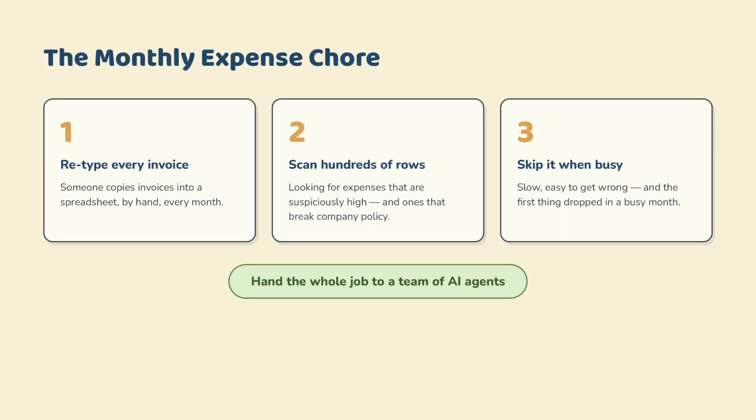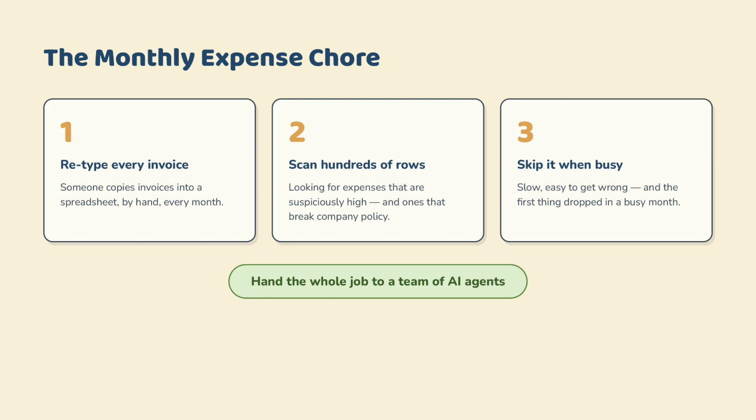Every small business has the same monthly chore. Someone retypes invoices into a spreadsheet and scans hundreds of rows looking for two things: expenses that are suspiciously high and expenses that break company policy. It's slow, it's easy to get wrong, and it's the first thing skipped when everyone's busy. I wanted to hand that whole job to a team of AI agents.